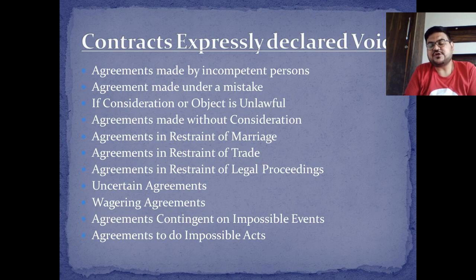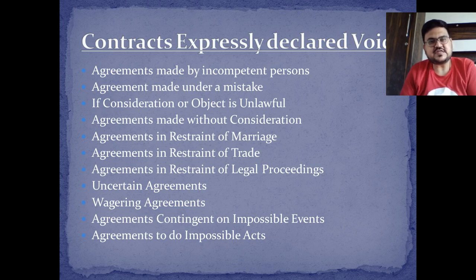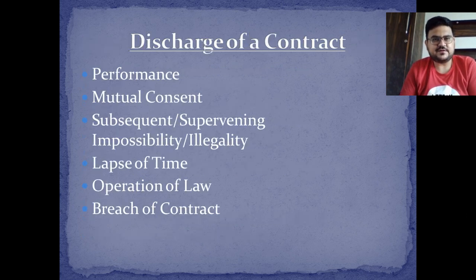Agreements contingent on impossible events. There are some events which are impossible. Now if I tell you, let us make an agreement that there will be an earthquake, that is an impossible event. We can't create such incidents, like someone is dead. We make an agreement that let us see that person alive again. We will do some magic and make the person get up from his or her sleep. Such contracts are already void, and there is no special announcement to declare it as void. So these are certain contracts which are expressly declared void.